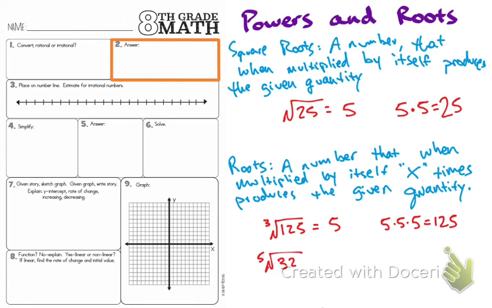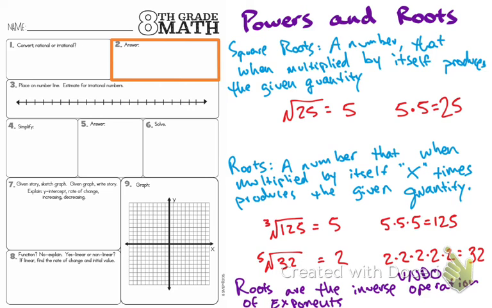And we could do this with like the 5th root of 32, and we're going through that same process. What would you be looking at that I could multiply by itself 5 times to get me the value of 32? Well, in this case, I would know that my answer is 2, because 2 times 2 times 2 times 2 times 2 is equal to 32. The important thing to remember about our roots is that roots are the inverse operation of exponents. In other words, this is the way that you would undo an exponent.